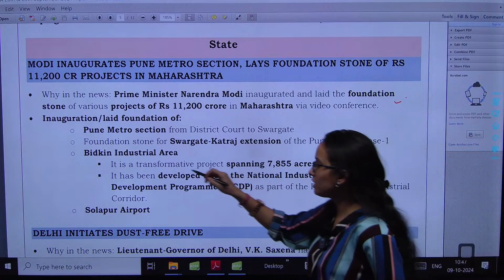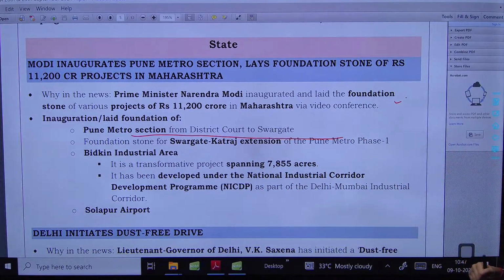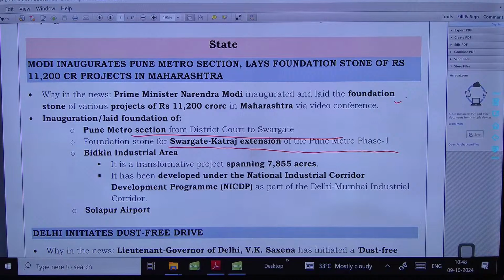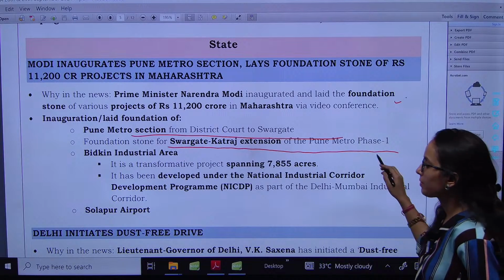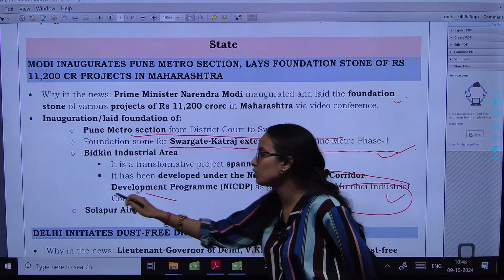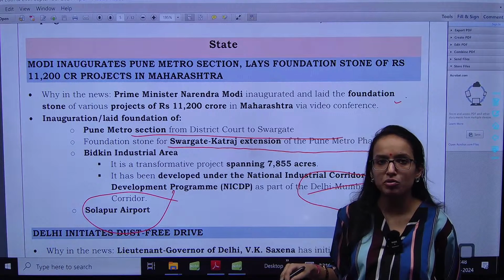So, first is the Pune Metro section from District Court to Swargate, right? One of the important sections in the metro operation. Then the foundation stone of the Swargate and Katraj extension of the Pune Metro phase 1. Then you have the Bidkin industrial area of almost 7,855 acres under the National Industrial Corridor Development Program, which is a part of the Delhi-Mumbai Industrial Corridor, and Solapur Airport. So all these have been laid down recently by the Prime Minister.